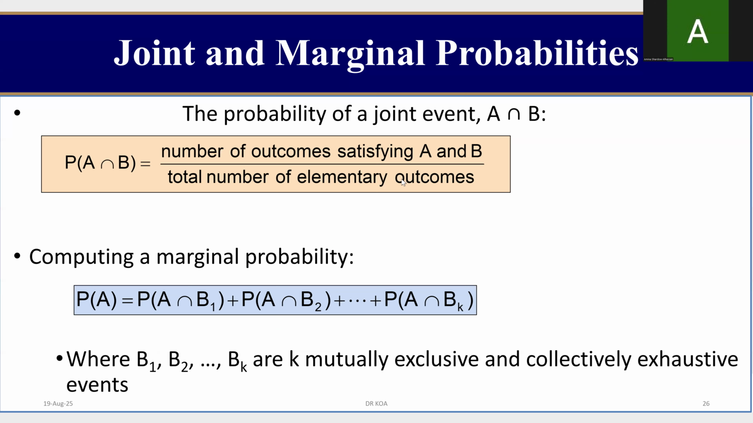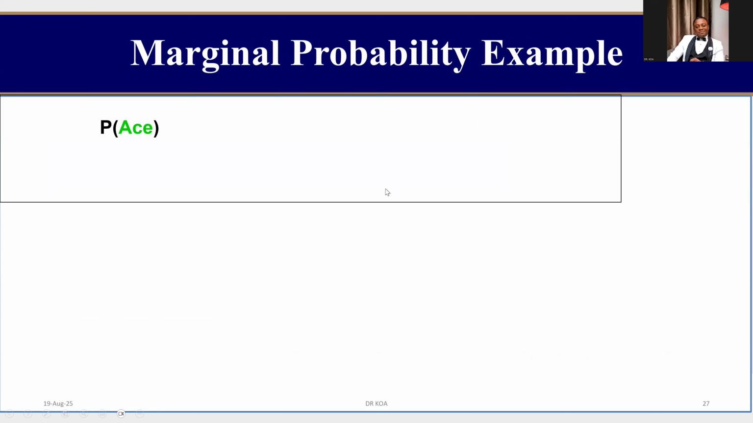Divided by the total number of elements. If you want to compute the marginal probability of an event, it's just adding all of them together. This is easy. There's no wahala about it. Marginal probability is very easy. Let's take a typical example of a question on it. Going back to the deck of cards, let's say that I want to find the probability of ace. If you look at the marginal probability, if you want to find the probability of ace, you are going to have the probability of ace intersection red plus the probability of ace intersection black.